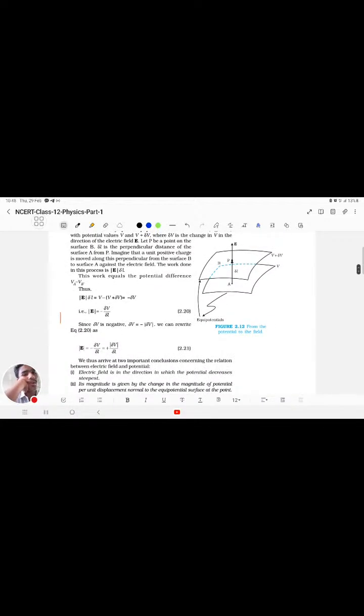Basically it's a unit positive charge, so the force can actually be equal to the field itself, that is kQ by r square. So this work equals the potential energy difference, which is Va minus Vb. So del V is minus del V, so mod of E is equal to minus del V by del L. Since del V is negative, del V is minus of mod of del.